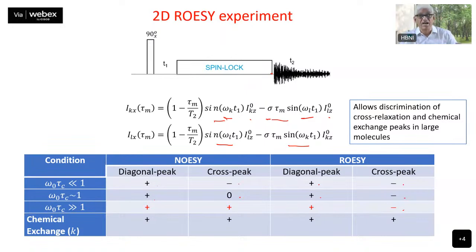Whereas the ROESY will tell you that. ROESY will tell you because the diagonal peak is positive and the cross peak is negative in the large case, in the large molecules as well. Therefore, this discrimination will tell you. And if there is a chemical exchange, then the diagonal peak is positive and the cross peak is positive in ROESY. But this will allow you the discrimination, in large molecules, as to whether you have chemical exchange or not. Okay, so that is an important benefit in large molecules.